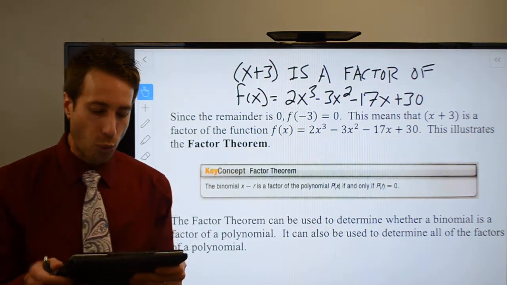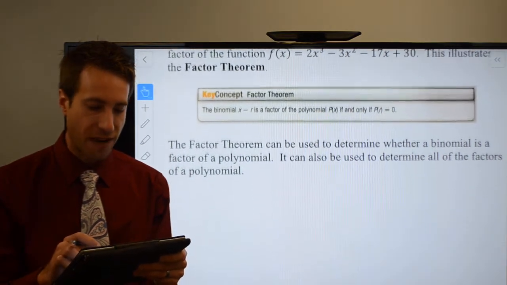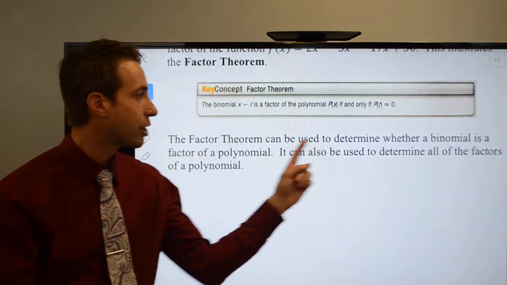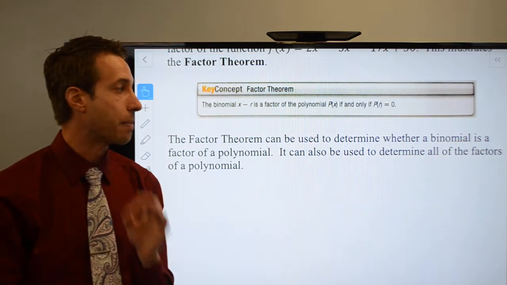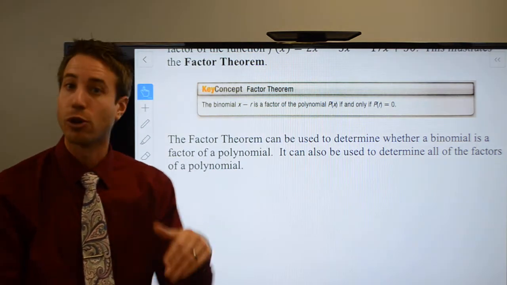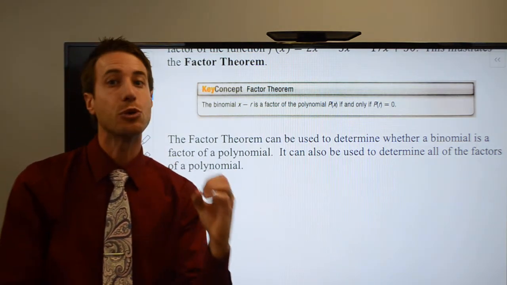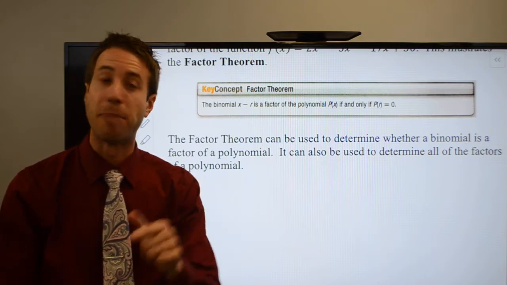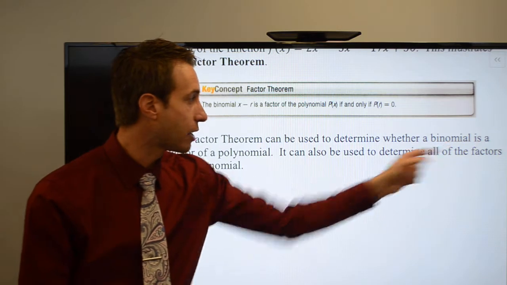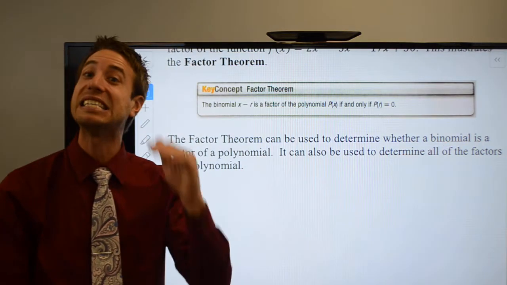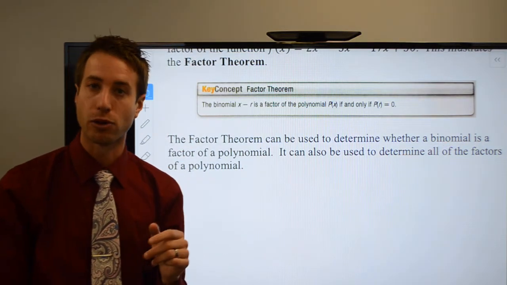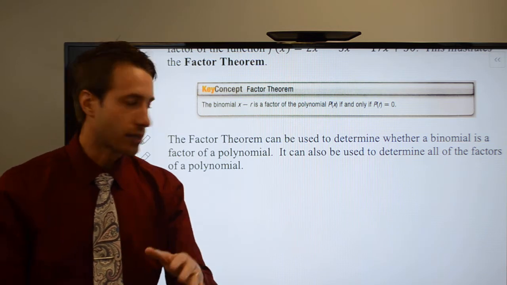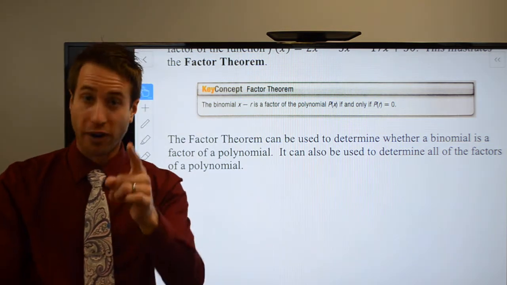This illustrates for us the factor theorem. And here's how we're going to use the factor theorem. The factor theorem can be used to determine whether a binomial is a factor of a polynomial. We'll do synthetic division. If you get a remainder of 0, you know that that binomial is a factor of the polynomial you were given.